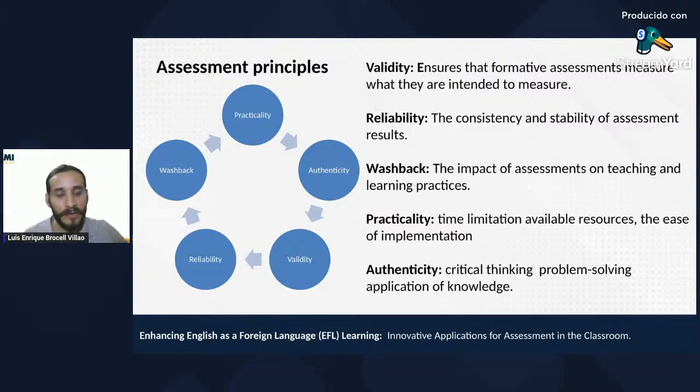For the application of the knowledge, we cannot assess what we have not taught. We cannot give the student an exam on it. For example, if I have taught about the verb to be, and in the test I am assessing present progressive.